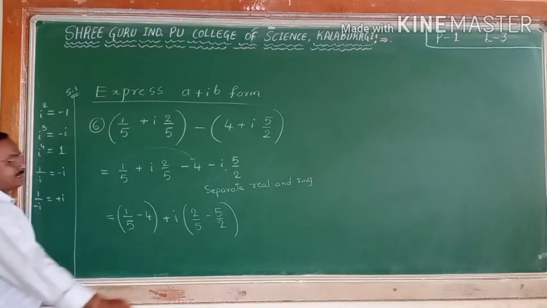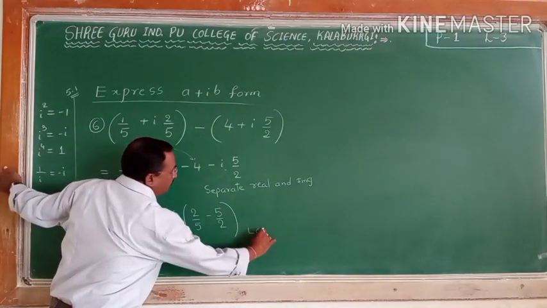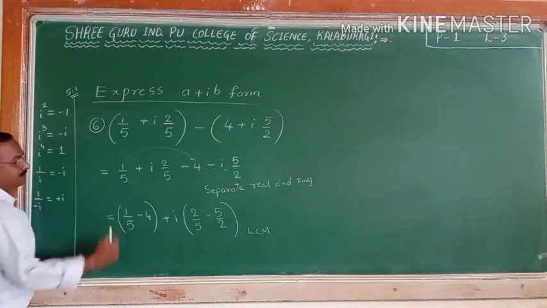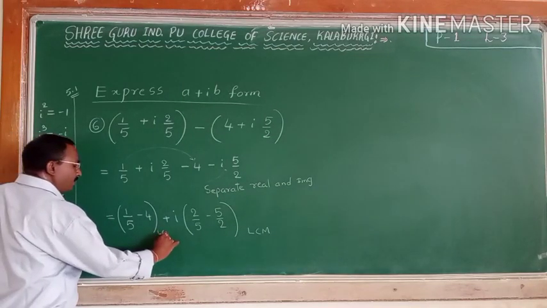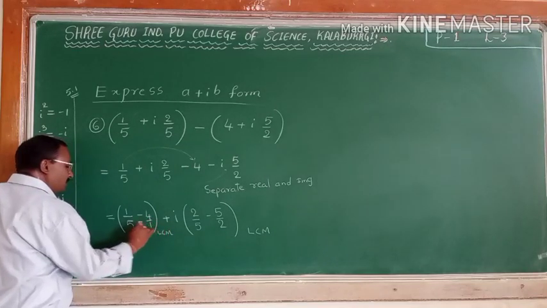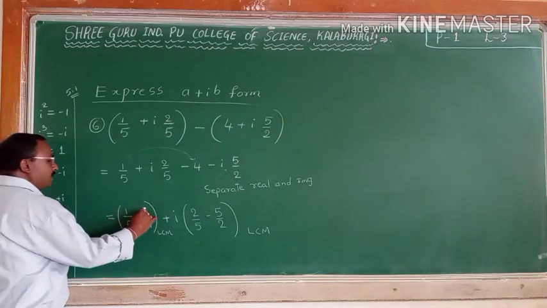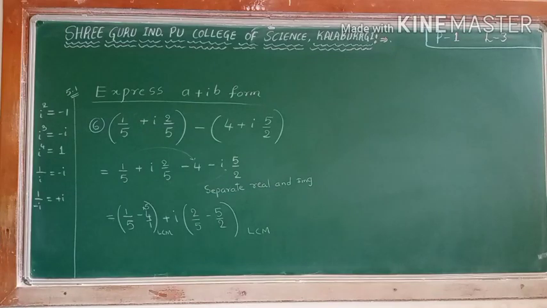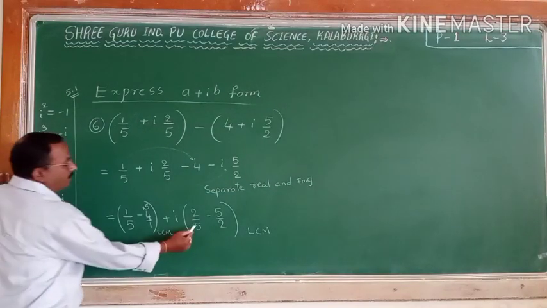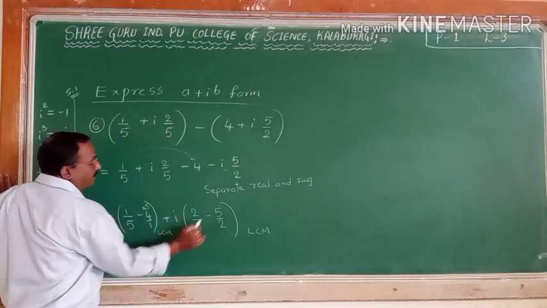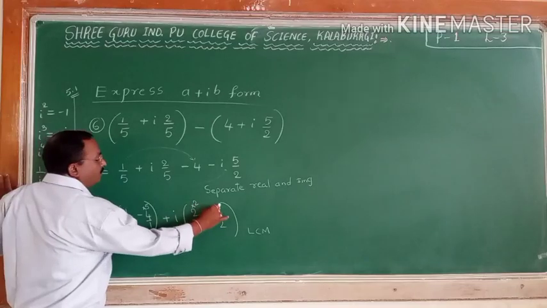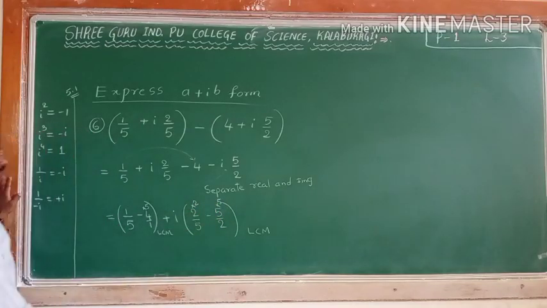Next, apply LCM. Do you know that LCM? Next step is what? Here also apply LCM. LCM is what? Here 5 is there, multiply by 5. Product of denominator. Here LCM, 5 and 2 is there. 5 2 is a 10, 2 5 is a 10. Apply LCM.